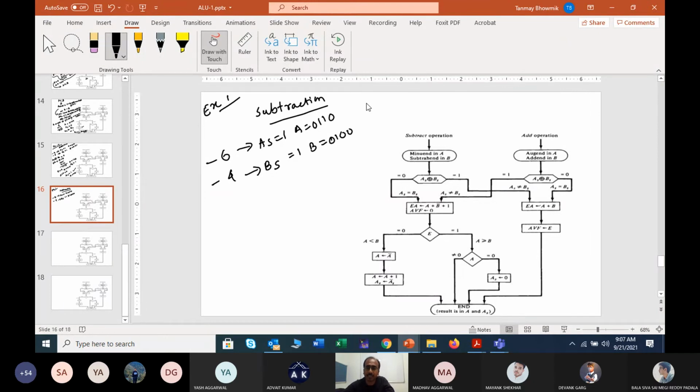So here I can write subtraction for 4 bit. Two numbers have been given, one is -6, one is -4. So -6 means your AS equals 1, A equals 0 1 1 0. -4 means your BS equals 1, B equals 0 1 0 0. Now again we will perform the XOR operation first: AS XOR BS.